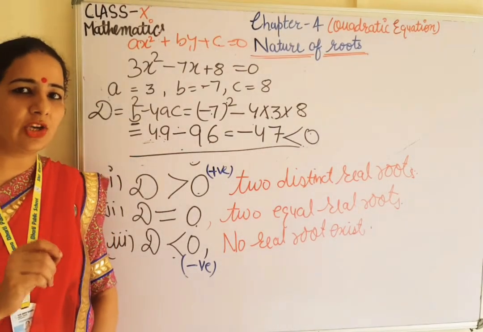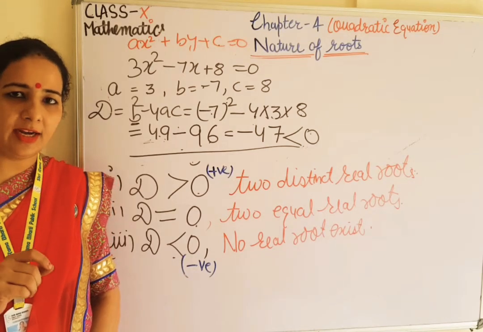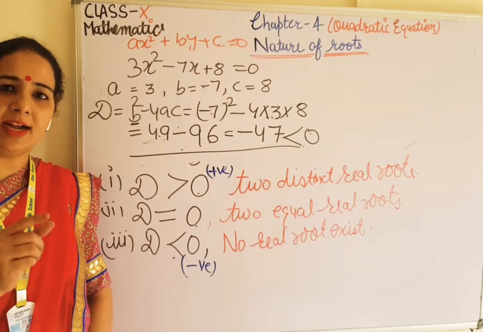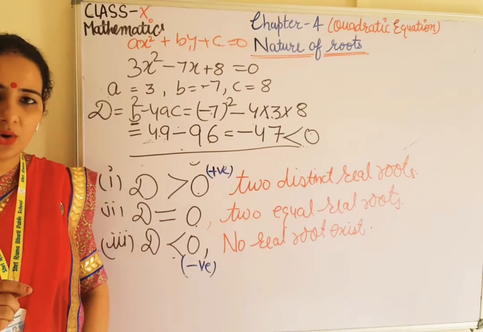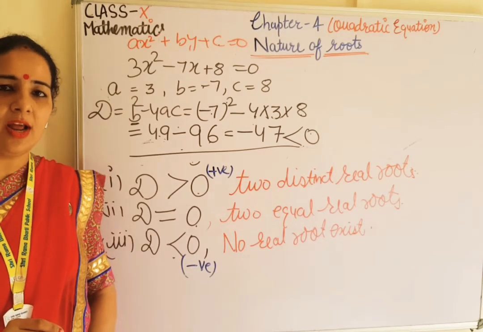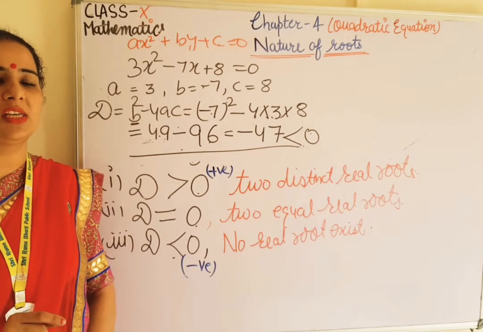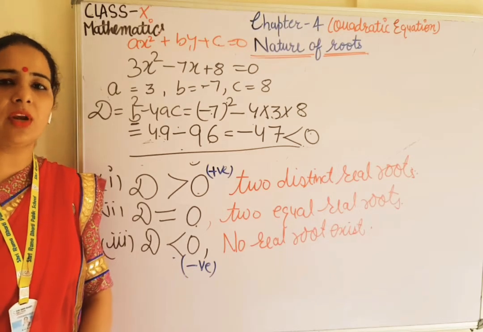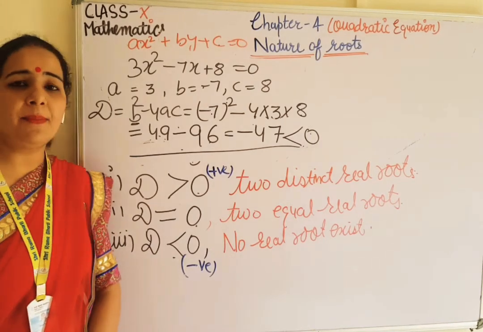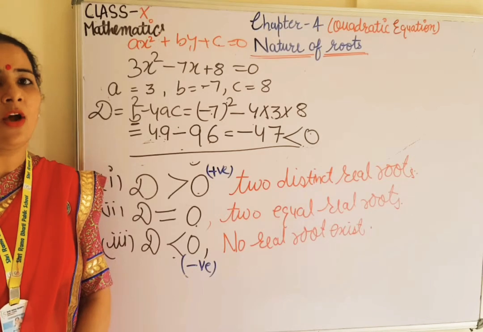How will we tell the nature of the roots? By just calculating the value of D. For finding the nature of roots, no need to calculate the roots exactly. You can calculate D. If D is greater than 0, then two distinct real roots exist. If D is equal to 0, then two equal roots exist. If D is less than 0, meaning D is negative, then no real root will exist. The same value of D will help us solve questions by the quadratic formula.